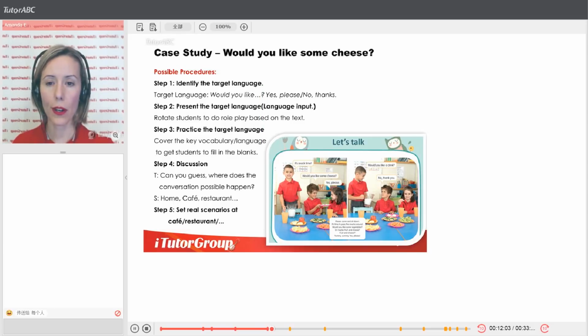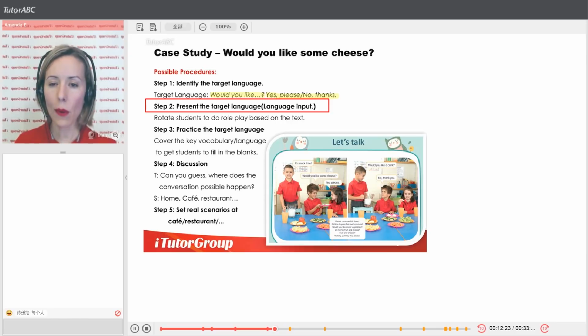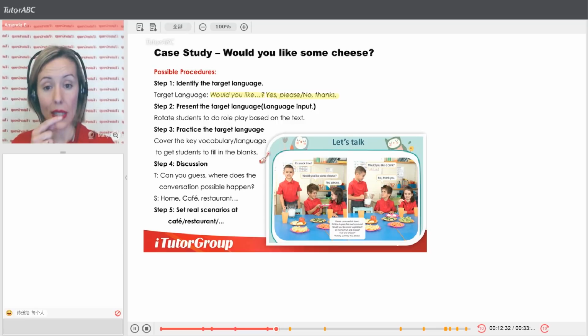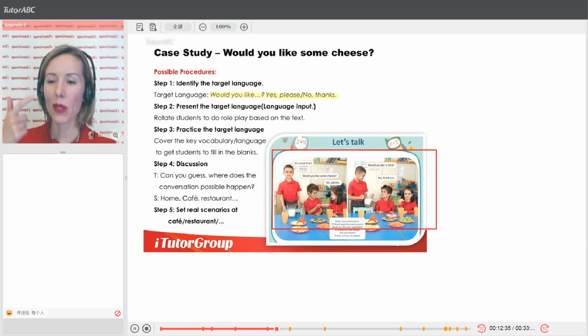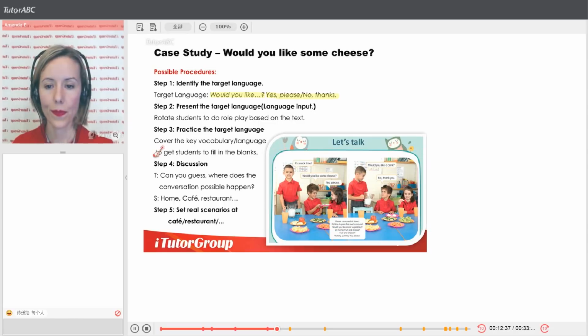So first of all, we have to figure out what is the target language, what do we need to teach, what's the point of this lesson. The target language for this slide is would you like, learning how to say would you like and answer with yes, yes please and no thanks. So pretty simple. We're thinking that we're going to present the target language by having the students do the role play based on the text. So maybe have them take turns reading what the students in the picture say. Get them to practice that language.